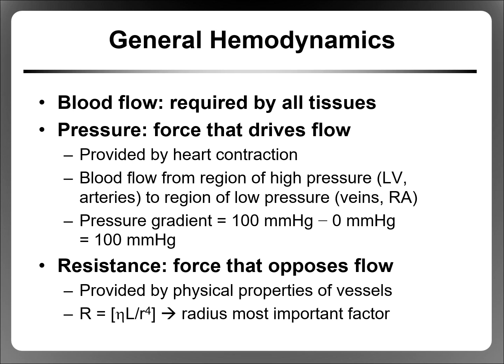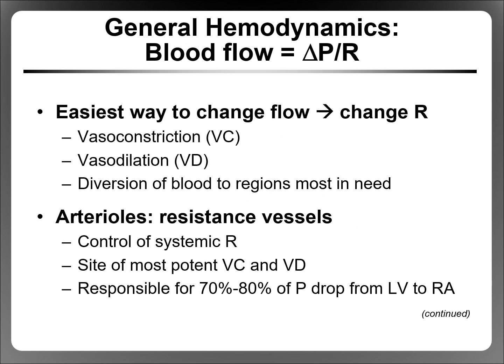This is going to be any force that opposes flow. This will be provided by the physical properties of the vessels, mostly with the radius of that particular vessel. So the easiest way to change flow, speed up flow or slow down flow, is to change the resistance. We can do this through vasoconstriction, so constricting the arteries and other vessels, or vasodilation, so widening the arteries or vessels. By this interaction of constriction and dilation, we can divert blood to regions where it is most needed, which means I can send nutrients and oxygen and get rid of CO2 through a diverse array by changing resistance.